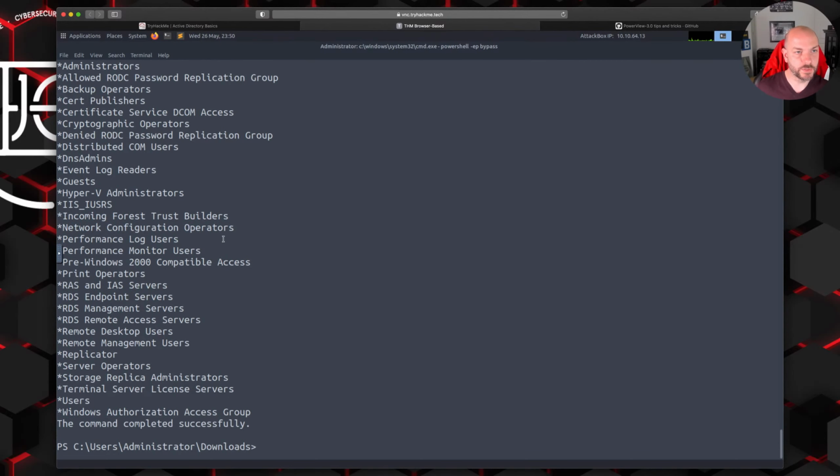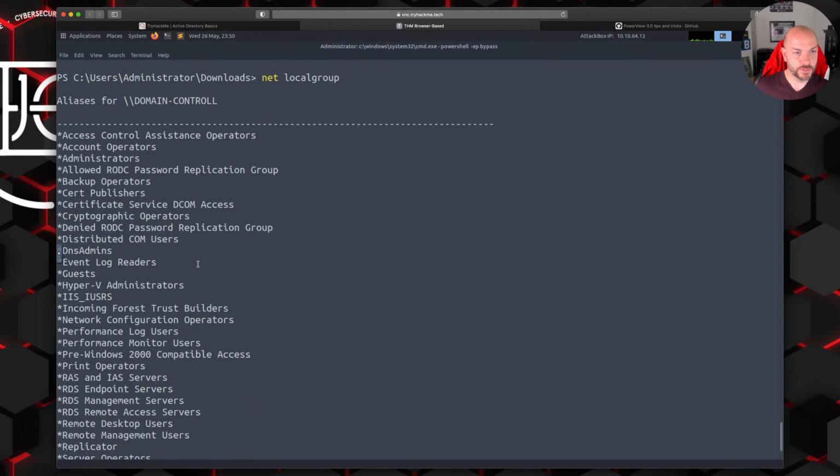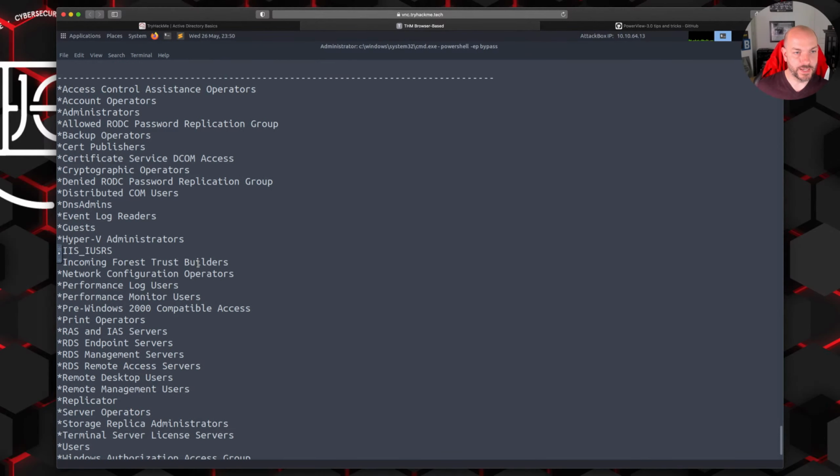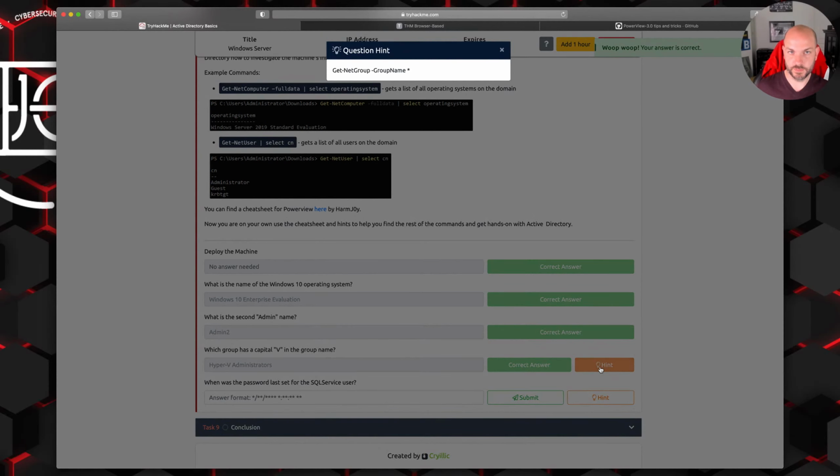Okay. Well, let me get rid of that. Sorry about that. All right, so we were looking at all of the different groups, and we're looking for one that had a capital V in the name. Hyper-V Administrators looks pretty good to me. So let's do that. See if that's right. Hyper-V Administrators. I wonder. Okay. That's another one. That's good.